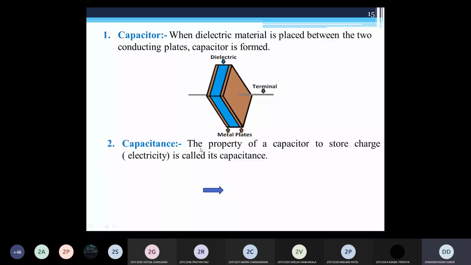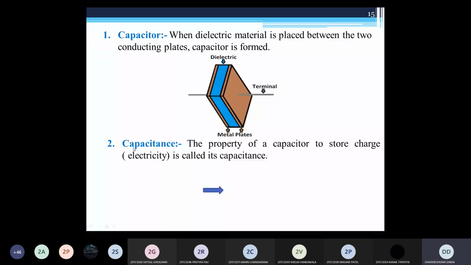Clear? Sometimes some students are confused between capacitor and capacitance. So the capacitor is what? That is a physical thing. Physical thing means you can see here this dielectric medium placed between two parallel plates. That forms the capacitor. That is called a capacitor.